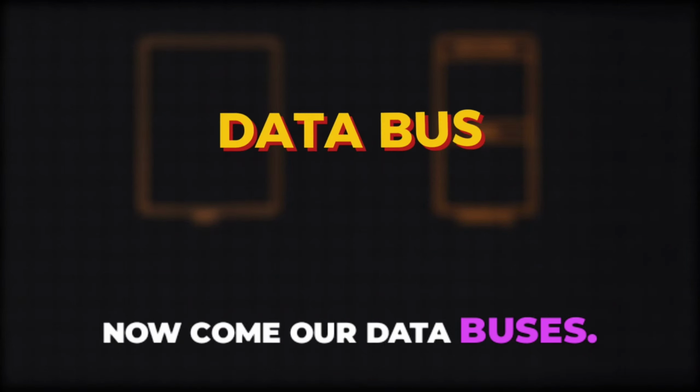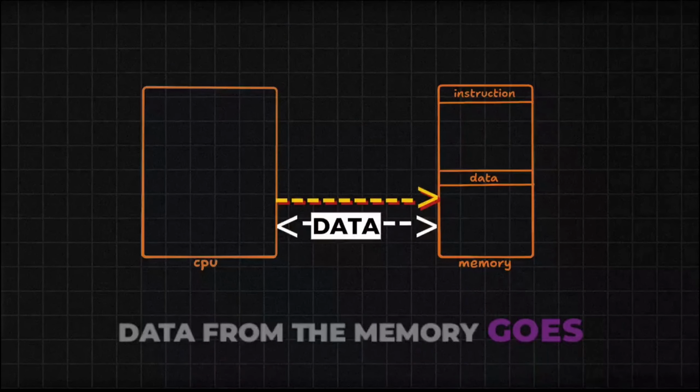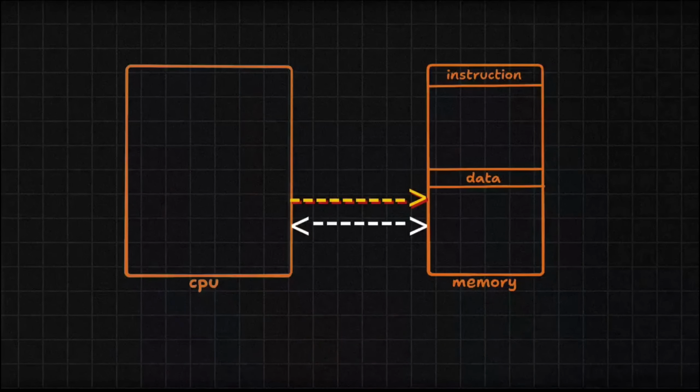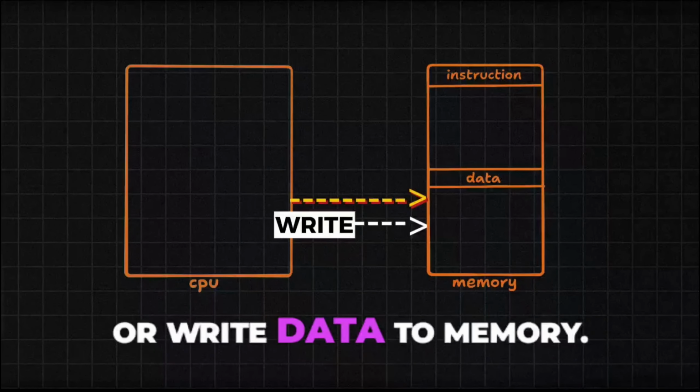Now come our data buses. The first bus is called the data bus. Data from the memory goes to the CPU via the data bus. But here's the interesting part. The data bus is bidirectional, meaning the CPU can either read data from memory or write data to memory.